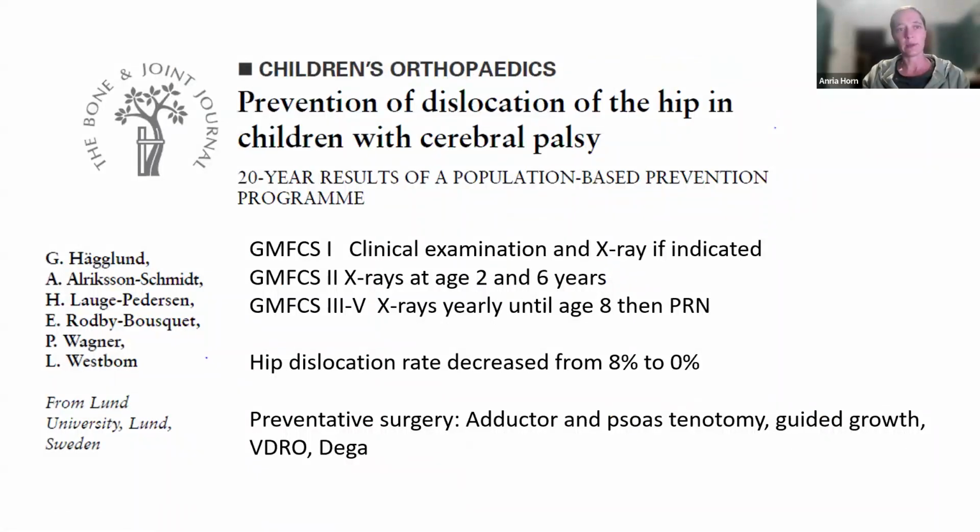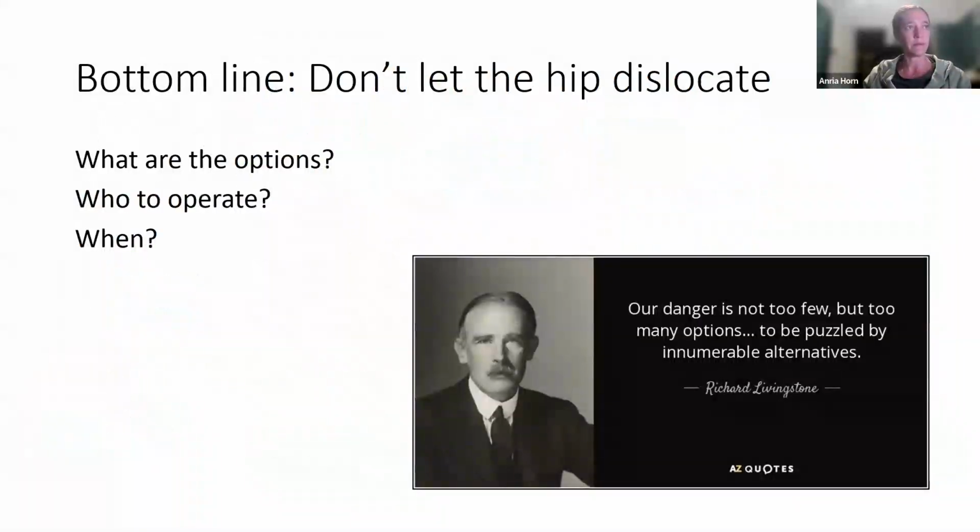So this is just looking at a little bit of the evidence, and this is from Sweden. They've got a universal hip surveillance program, which is extremely effective. They've got this protocol here, which is roughly what I'm advocating as well. And they managed to bring down the hip dislocation rate from a very low 8% already to 0. So it works. And the preventative surgery that can be done, and we're going to get to all of that in detail later as well, is your soft tissue releases, hip-guided growth, femoral and pelvic osteotomies.